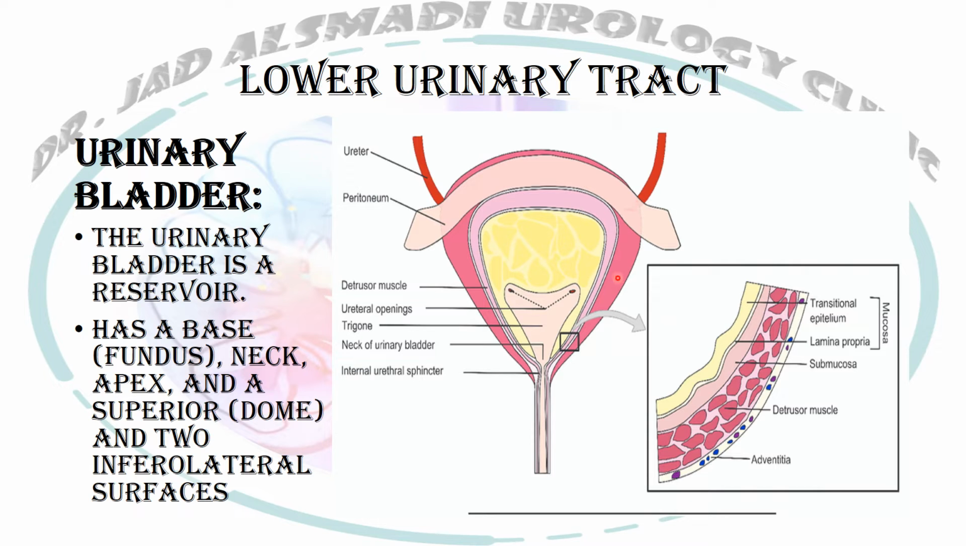Now, an empty bladder, like depicted in this picture, is somewhat tetrahedral in shape, and it has a base. The base is the same as the fundus, so it's called the fundus, and it has a neck and an apex. The apex is going anteriorly, and a superior dome. Also, two lateral side walls, which are located inferior-laterally. The inferior-lateral surfaces are the two lateral sides.